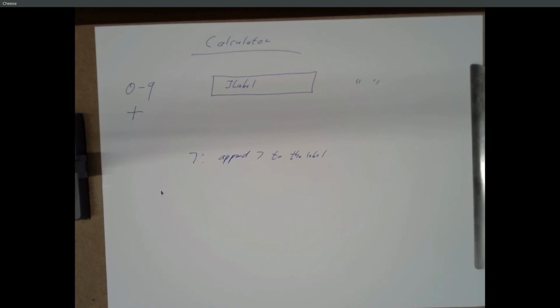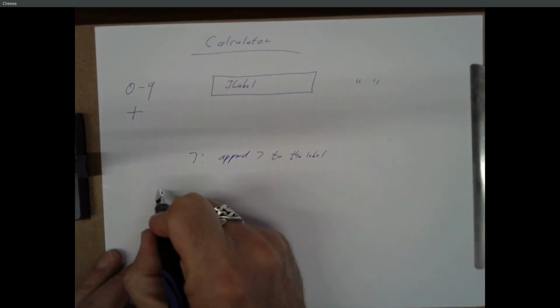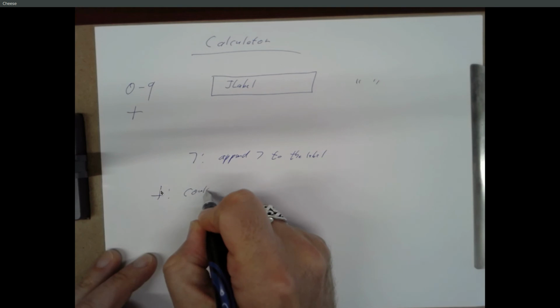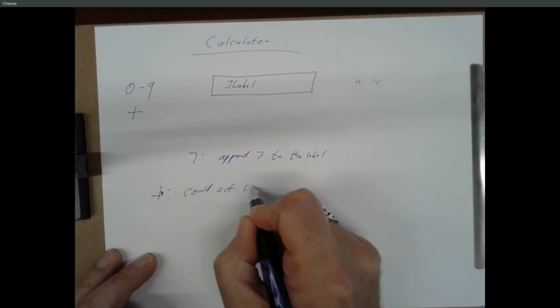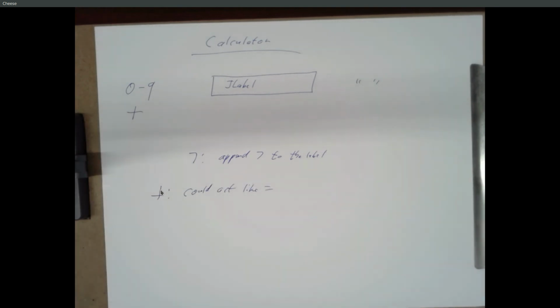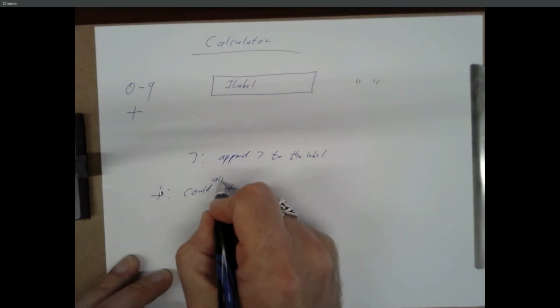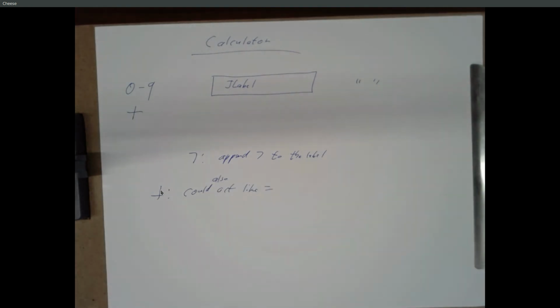Okay. Plus symbol. Sometimes it also displays the result. So if you hit, say, 2 plus 3 plus, it says 5 on the screen. Okay, so it could act like hitting the equals button, right? Could also act like hitting the equals button. So, plain old calculator.